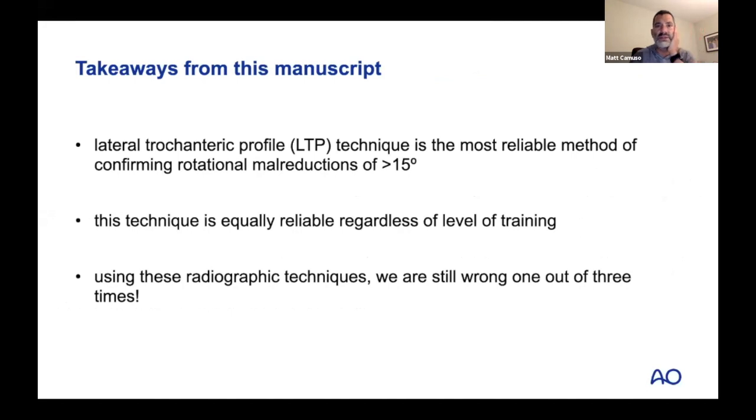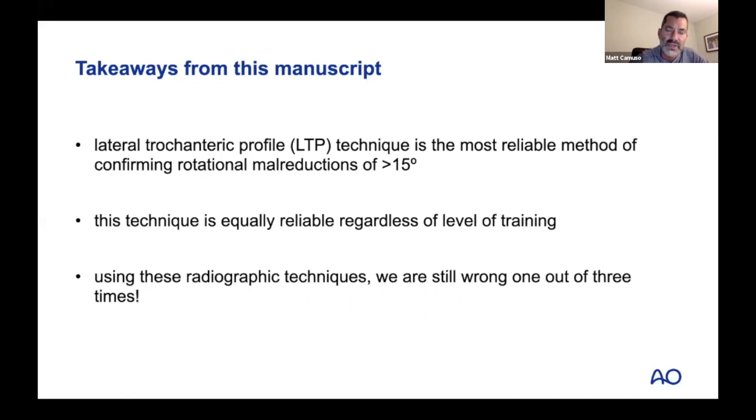So lots of information here, but what are the takeaways? The takeaways for me are that the lateral trochanteric profile technique is reliable, and that it'll tell you when you're malrotated more than 15 degrees, which I think is sort of the cutoff for most people. More than 15 degrees in most people's minds is too much and would warrant some further evaluation and certainly intervention. It's reliable regardless of the level of training. But for me, the most concerning finding is that using any of these radiographic techniques, we're still wrong 1 out of 3 times.